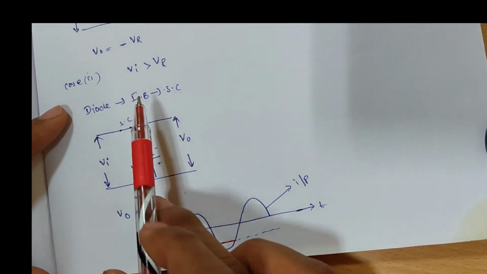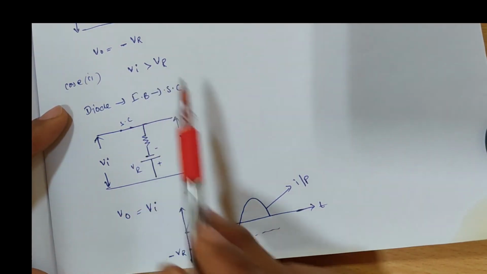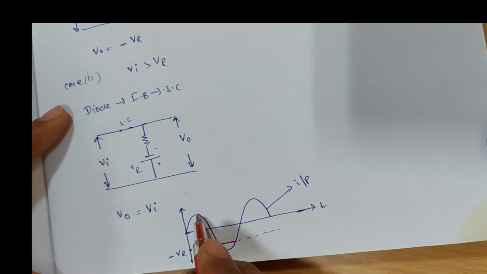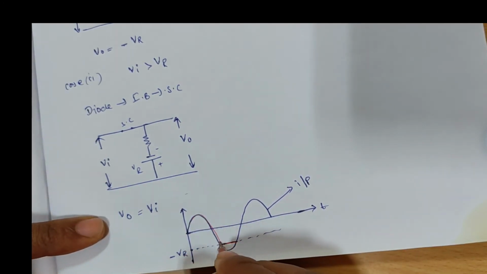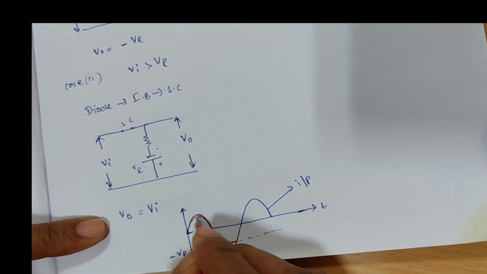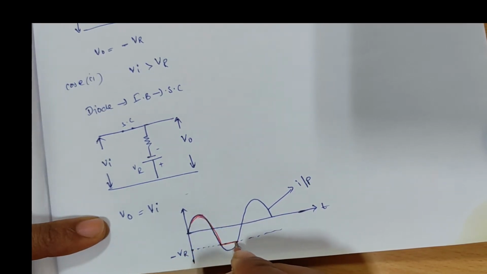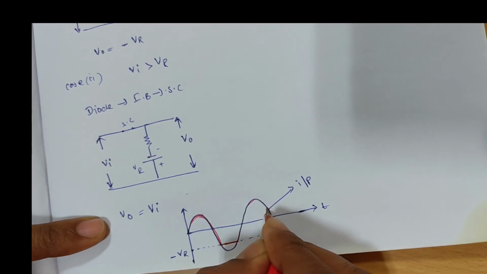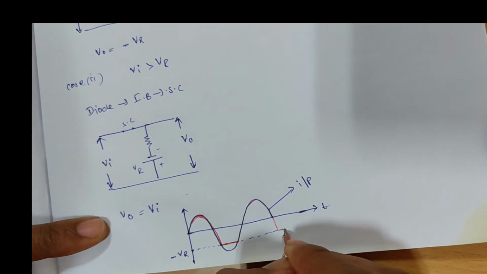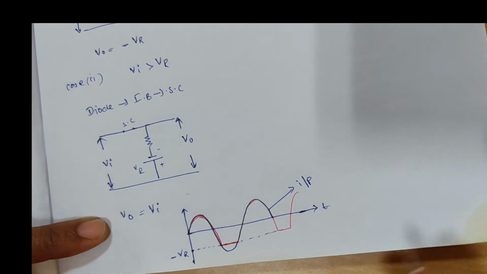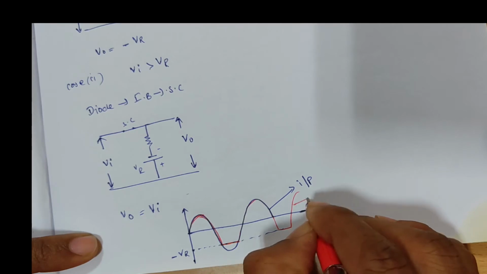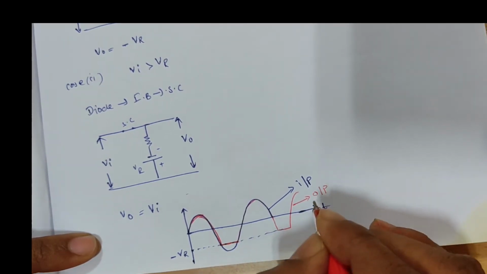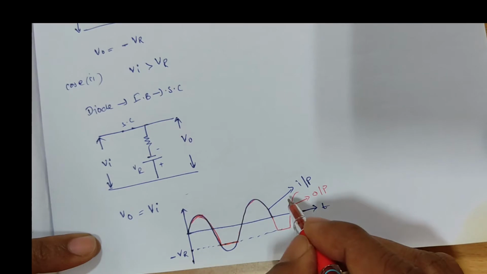In the second case, Vi is greater than VR. This part is greater than the VR value. So what happens in this case? V0 equals Vi. Whatever we applied, the same will appear here. So we will get the output here and here, up to this part. Again here, this kind of output we will get. The red color indicates the output and this is input.